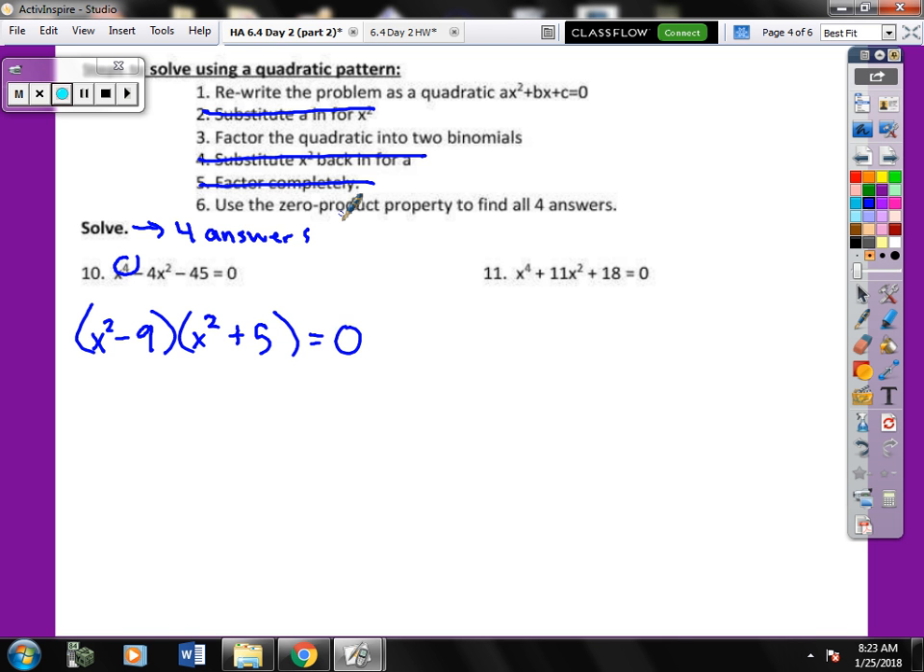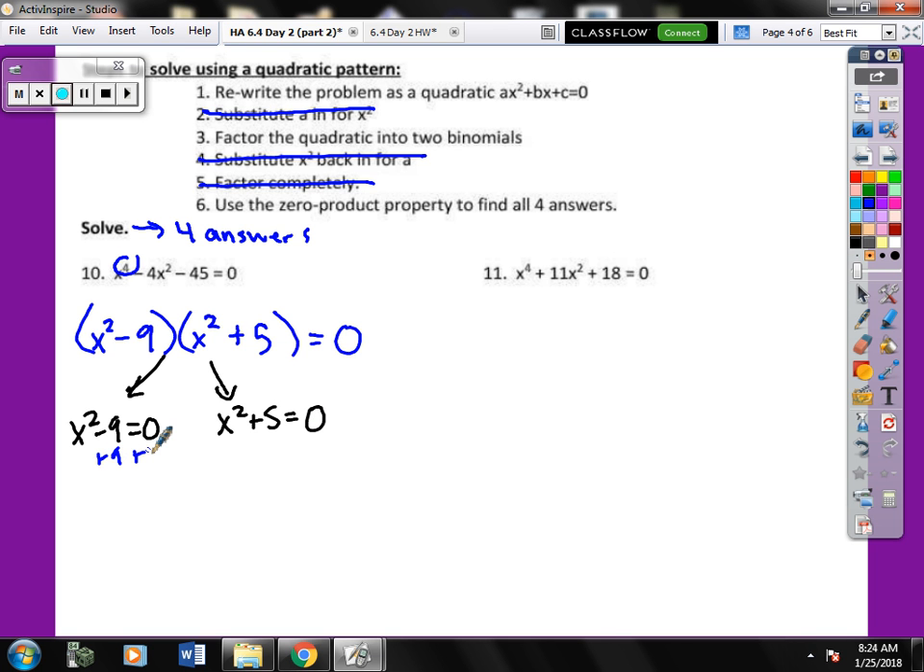Or a lot of students just like to go straight to the zero product property because it's shorter when you're solving. So the zero product property, remember, says that if 2 things are being multiplied and equal 0, one is 0 or the other is 0. So set each equal to 0. It actually is faster to do it this way than factoring it further if you're asked to solve. And then solve each one.